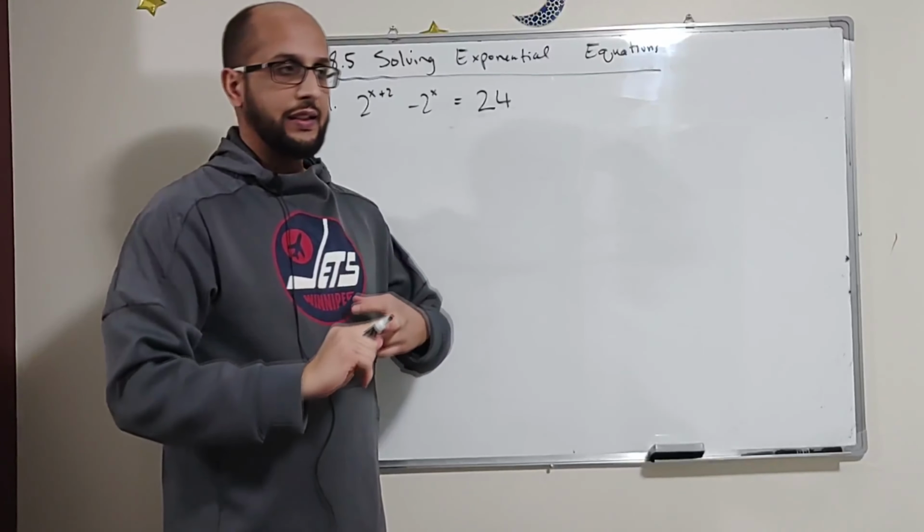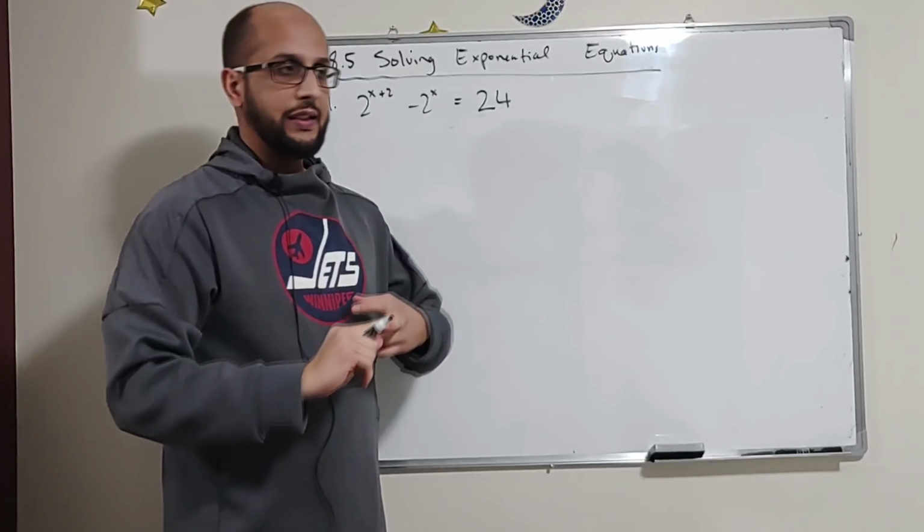The easiest way again is let's try some examples. There's nothing new in this section. You're just practicing the application of that which you learned in 8.1, 2, 3, and 4. So let's start with the first example. 2 to the power of x plus 2 minus 2 to the power of x is equal to 24.